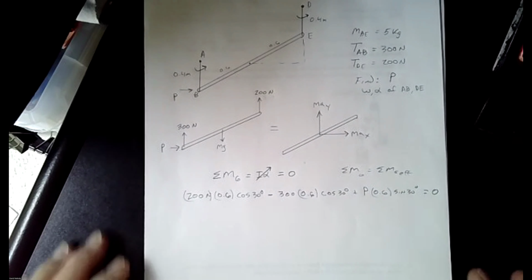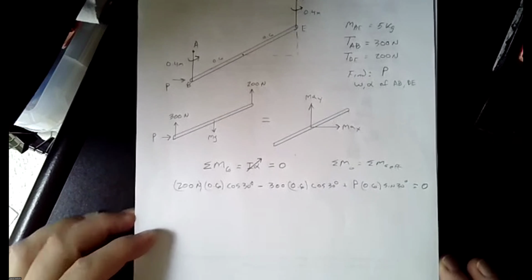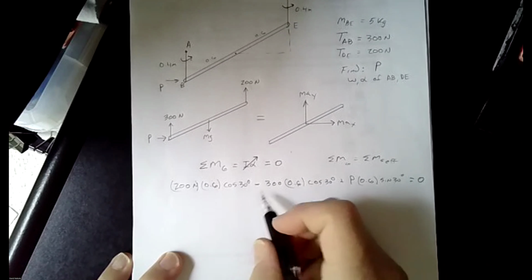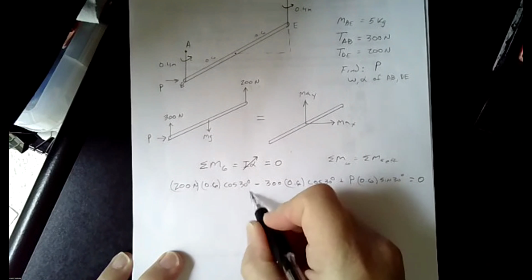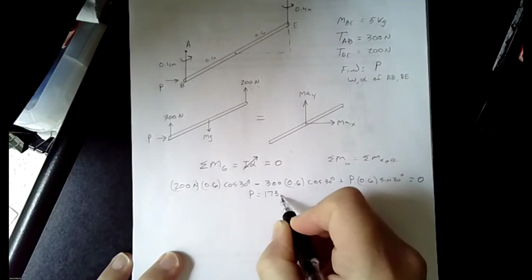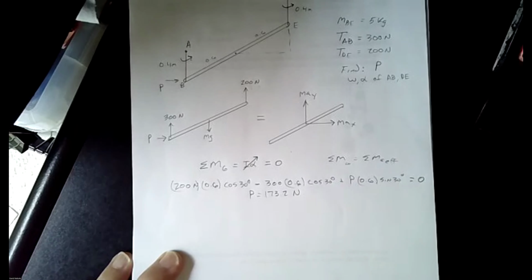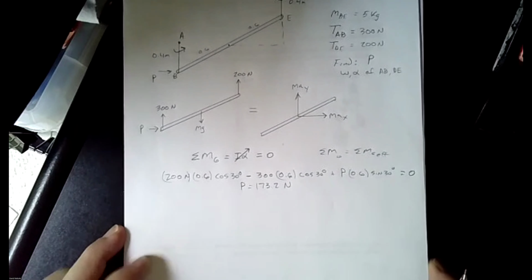So again, this stuff is not trivial, but I think once it clicks, you'll see that we're doing similar repetitions in our problem set, trying to not muddy it too much more. So when the smoke clears, we end up with P equals 173.2 newtons. So now we have our value for P.